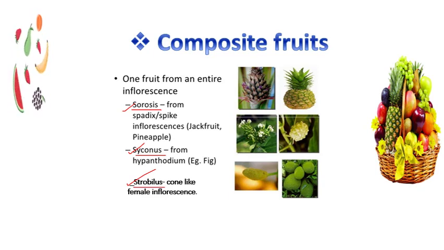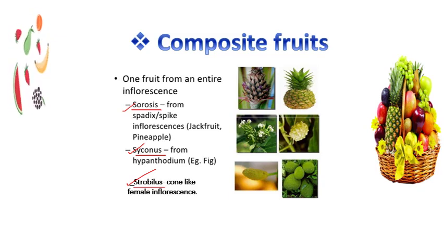The ovaries of the female flowers develop into nutlets, and then these nutlets are embedded in the wall of the receptacle. Ficus glabra and banyan are examples of this succulent fruit.